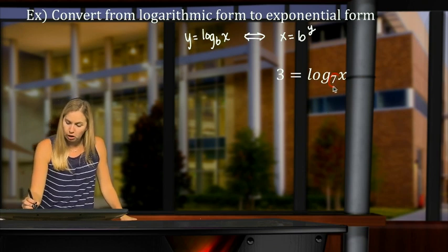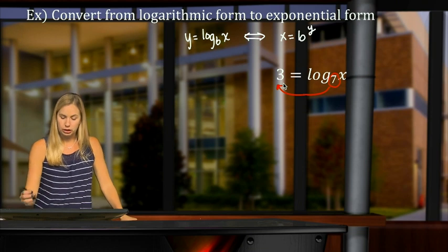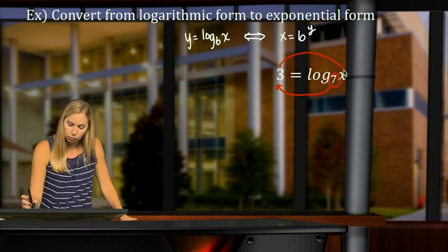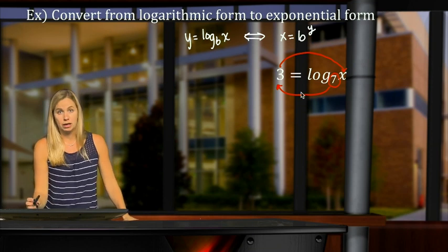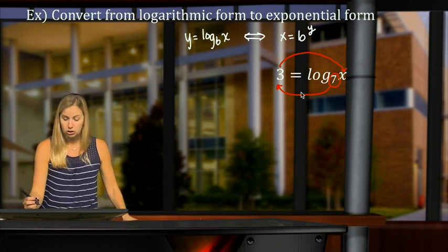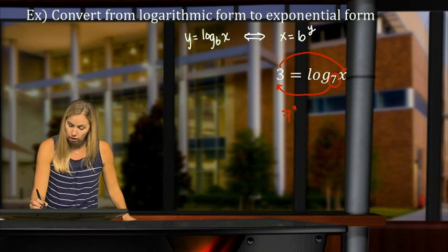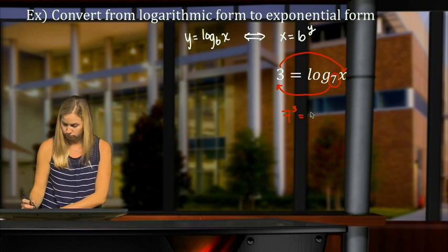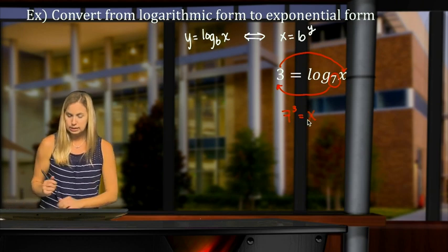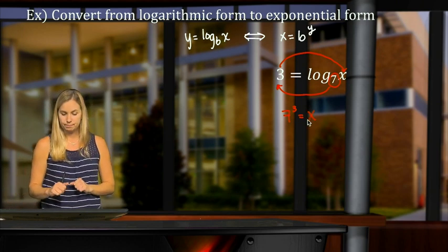We're going to start with our base. We're going to raise it to a power of 3, and we're going to set it equal to our argument. So if I take this logarithmic equation and I want to write it in exponential form, it is 7 cubed equals x. 7 cubed equals x.